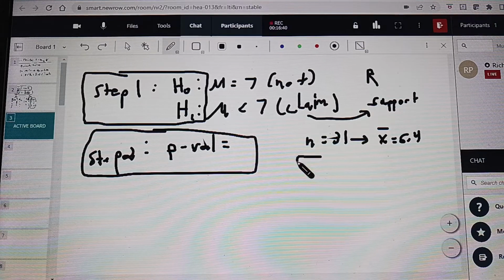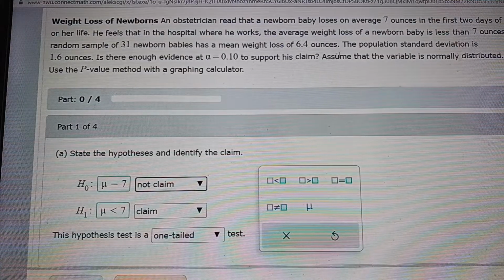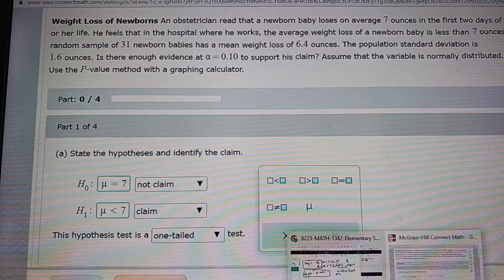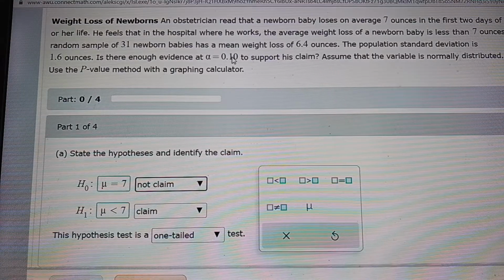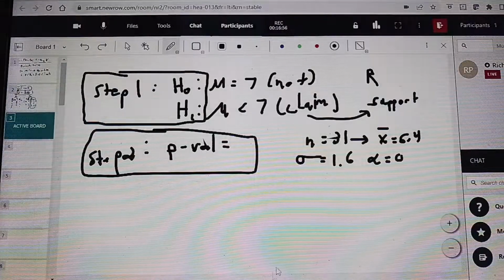But then it said population standard deviation. Population standard deviation was 1.6. And I'm given an alpha of 0.10. So I'm going to have to hope the p-value is less than that if I want to reject the null.